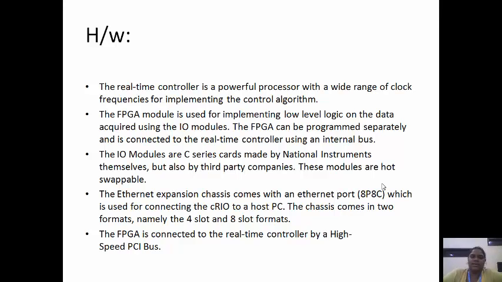And these modules are not swappable. That is, the clock module is supposed to be at the clock position and the input-output module is supposed to be at the input-output position, and their positions cannot be interchanged.